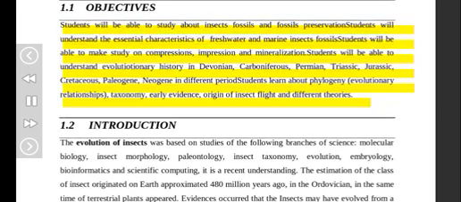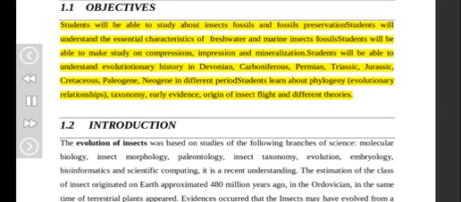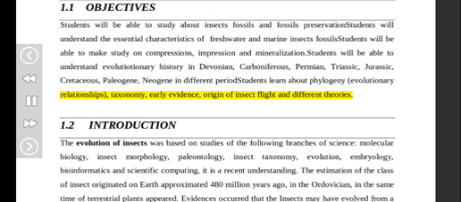Students will be able to understand evolutionary history in different periods: Devonian, Carboniferous, Permian, Triassic, Jurassic, Cretaceous, Paleogene and Neogene. Students learn about phylogeny, evolutionary relationships, taxonomy, early evidence, the origin of insect flight and different theories.